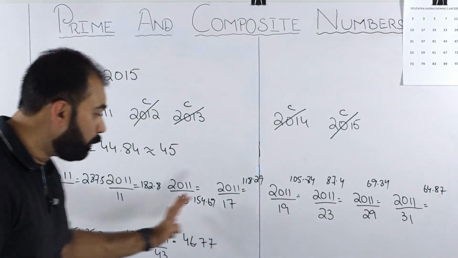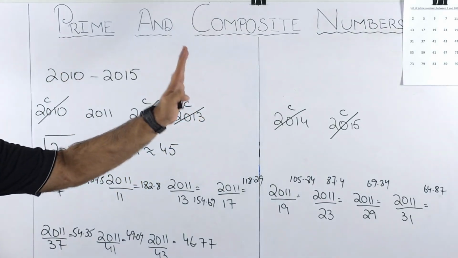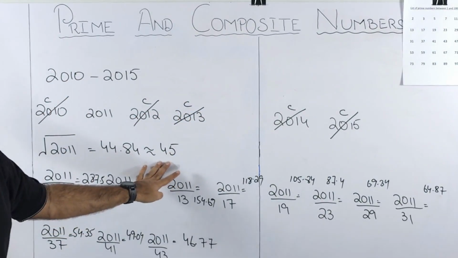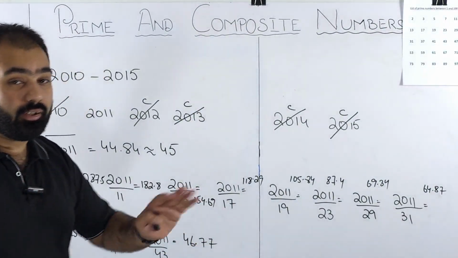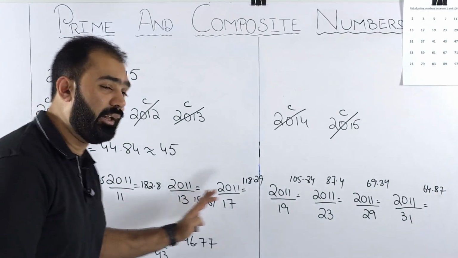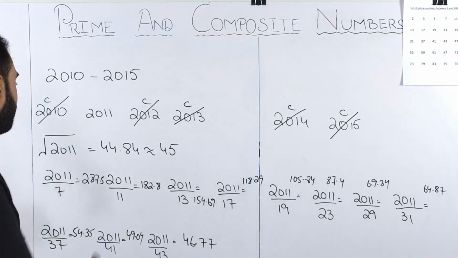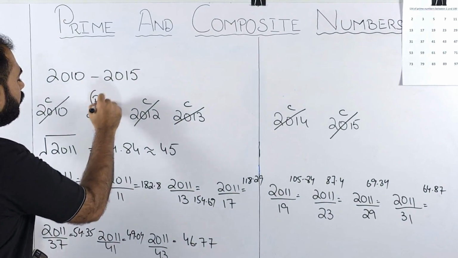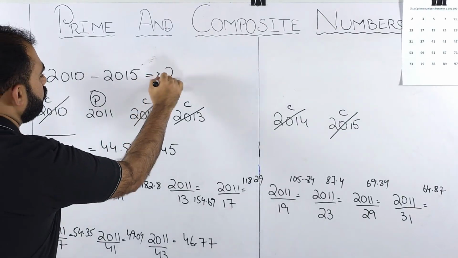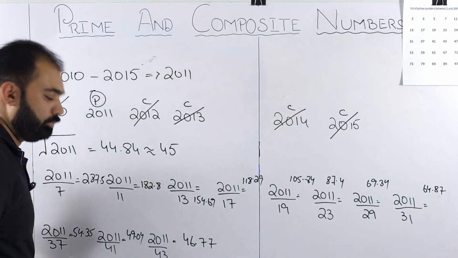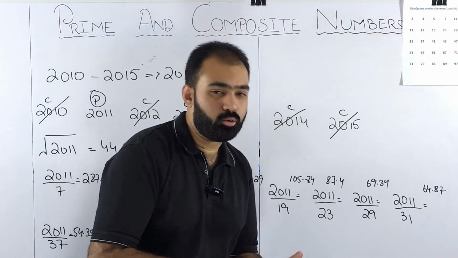So none of the prime numbers between 2 to 45, किसी भी एक प्राइम नंबर से ये completely divisible नहीं है. It is not completely divisible by any of these prime numbers, which makes 2011 the only prime number between this series. Rest are all composite numbers.